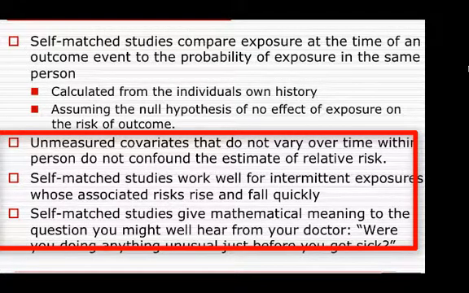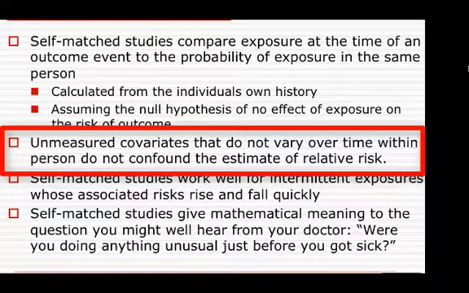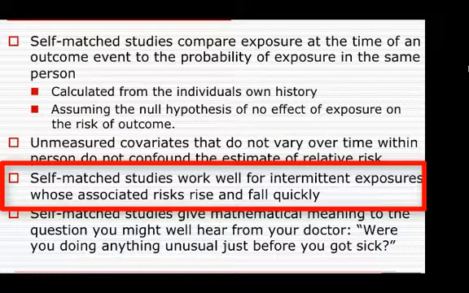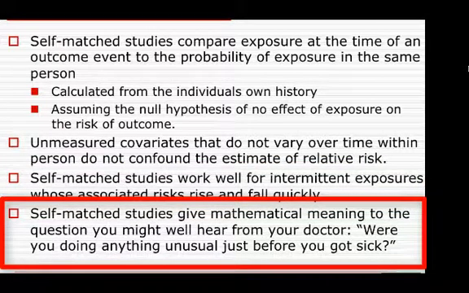In sum, self-matched studies compare exposure at the time of an outcome event to the probability of exposure in the same person. The probability is calculated from the individual's own history, assuming the null hypothesis of no effect of exposure on risk of outcome. Unmeasured covariates that do not vary over time within person do not confound the estimate of relative risk. Self-matched studies work well for intermittent exposures whose associated risks rise and fall quickly. Self-matched studies give mathematical meaning to the question you might well hear from your doctor. Were you doing anything unusual just before you got sick?